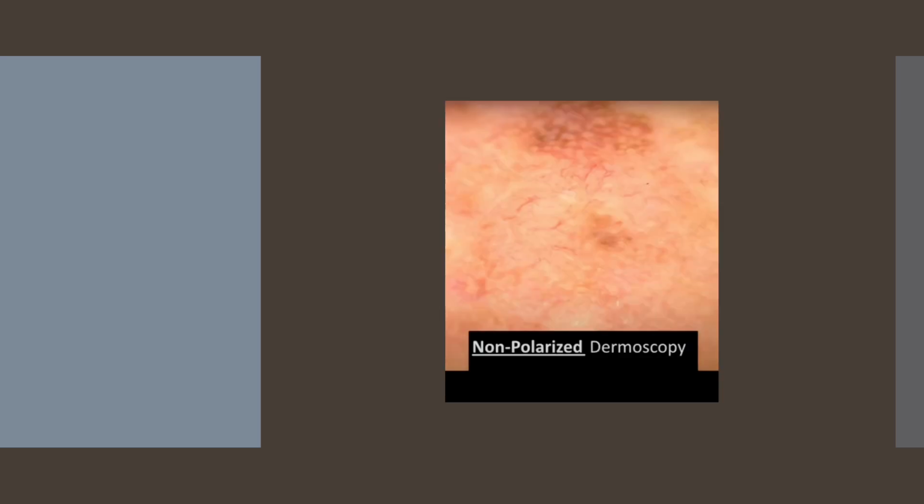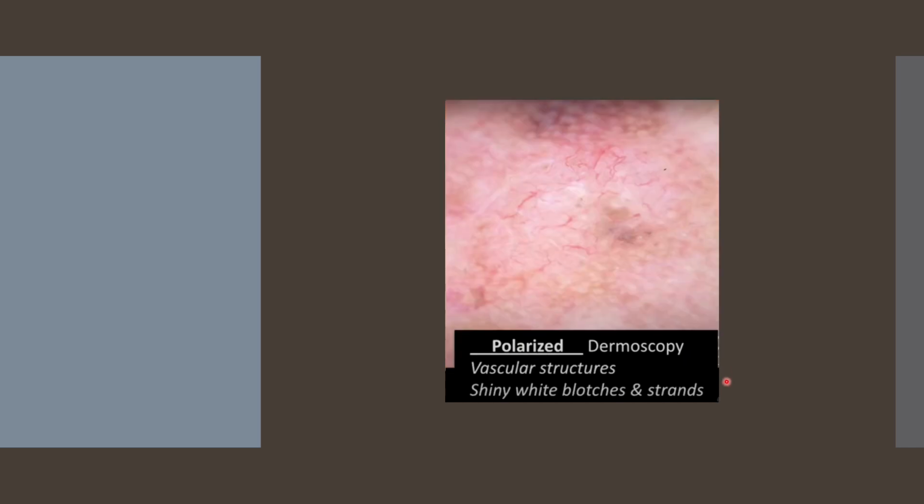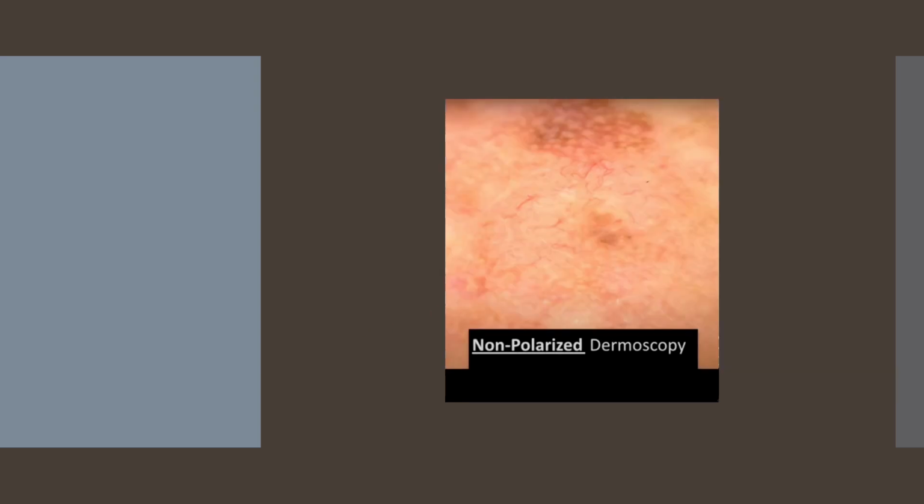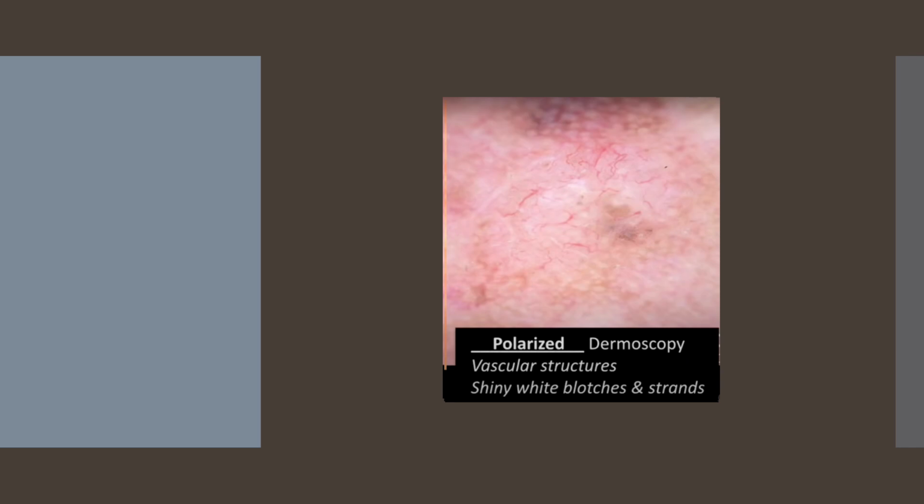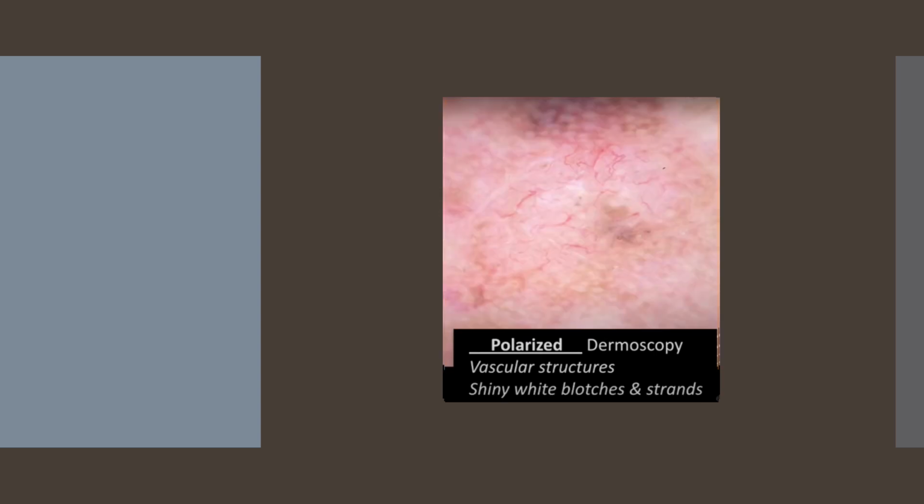Again, in the non-polarized dermoscopy, you can't see much in this image, but in polarized dermoscopy, you can see these vascular structures, which are way more prominent than in the non-polarized mode. And you can also see these very fine shiny white lines. If you toggle again between the non-polarized and polarized mode, you will be able to appreciate more that these shiny white lines and vascular structures are more prominent in the polarized mode rather than the non-polarized mode.